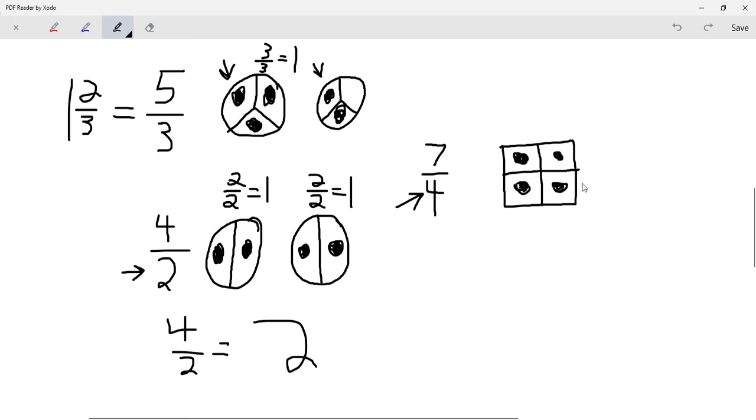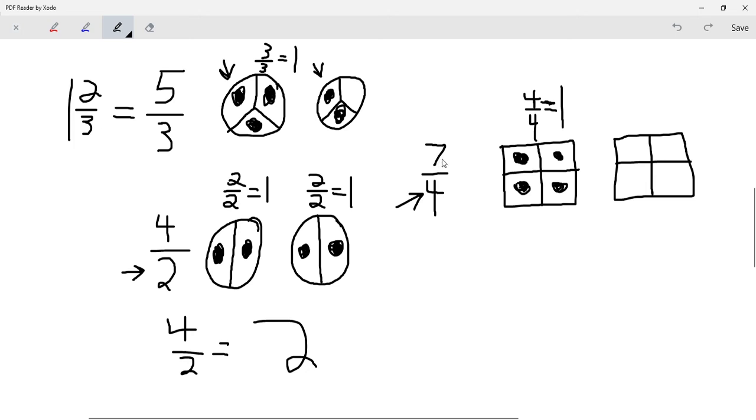Now we have to draw another one, also split into fourths, okay? We've done 4 fourths, right? And anytime the top number and bottom number are the same, it equals 1. The bottom number means we're splitting it into 4 pieces, and the top number means we have 4 pieces. So 4 over 4 equals 1, and now we have 3 left.